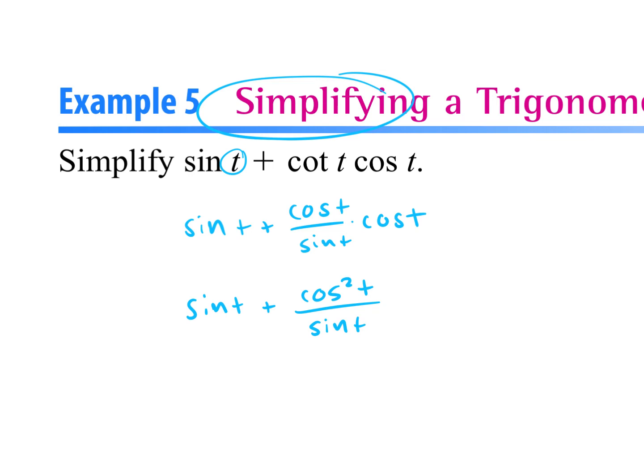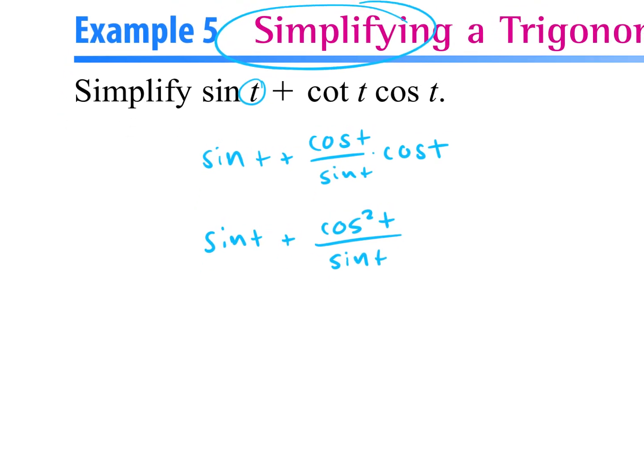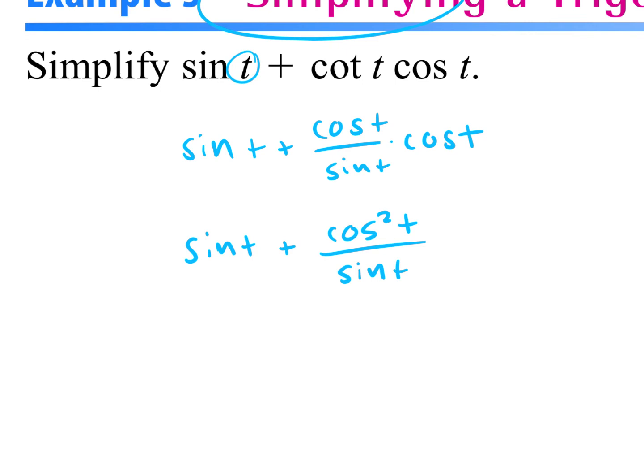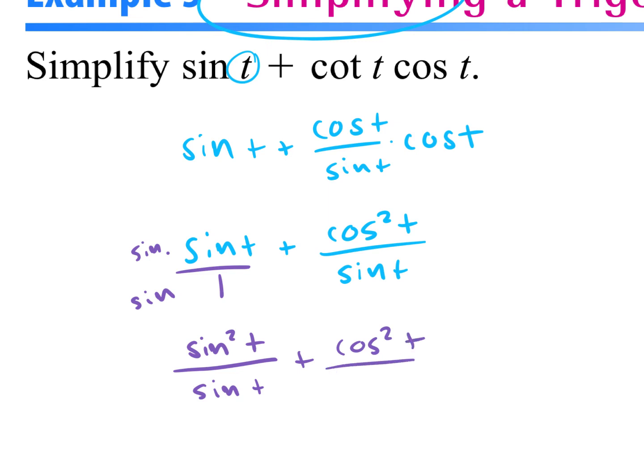Now, thinking back to algebra, how can I add a whole number and a fraction? I need a common denominator. So how can I make sine have the denominator of sine? I can multiply it by sine over sine. I'll make it sine over 1 and multiply it by sine over sine. So what is sine times sine? Sine squared over sine plus cosine squared over sine.